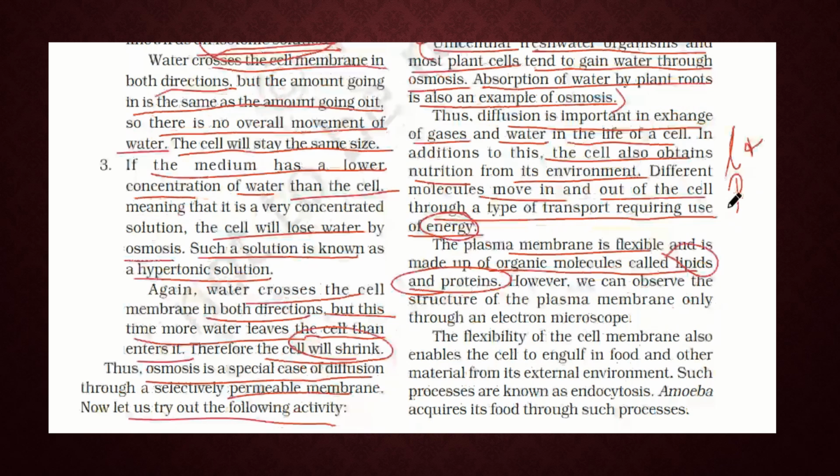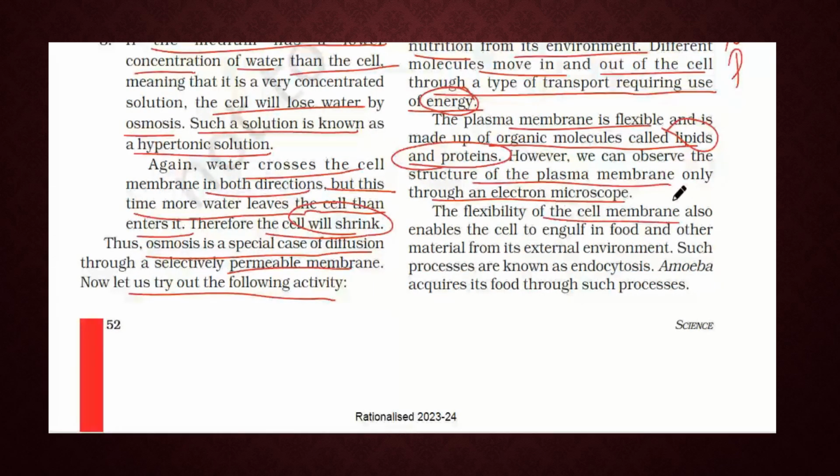So we can observe the structure of the plasma membrane only through an electron microscope. It is very flexible. It is made up of lipids and proteins, but we can observe it through an electron microscope only, right? Now the flexibility of the cell membrane, what is its advantage? The advantage is that it enables the cell to engulf food.